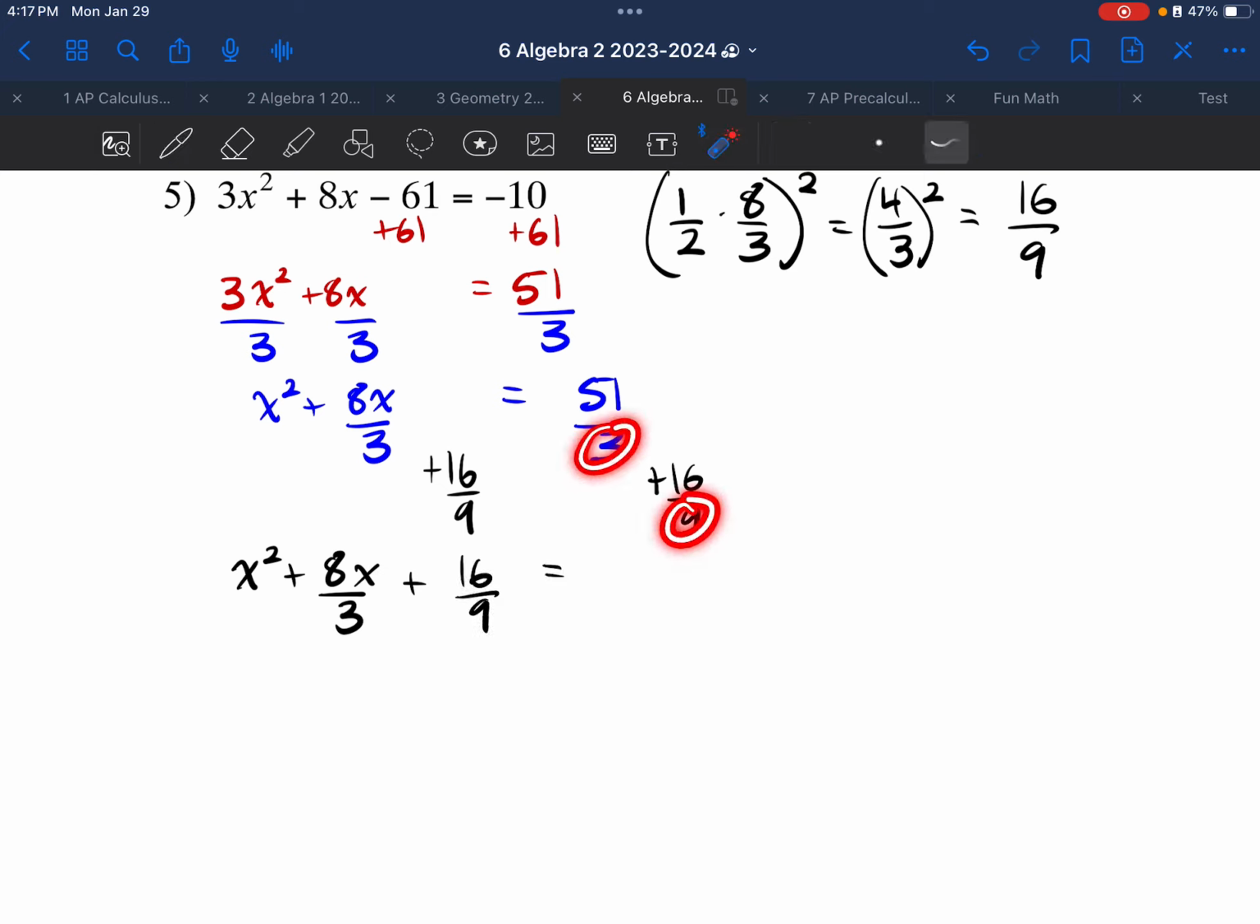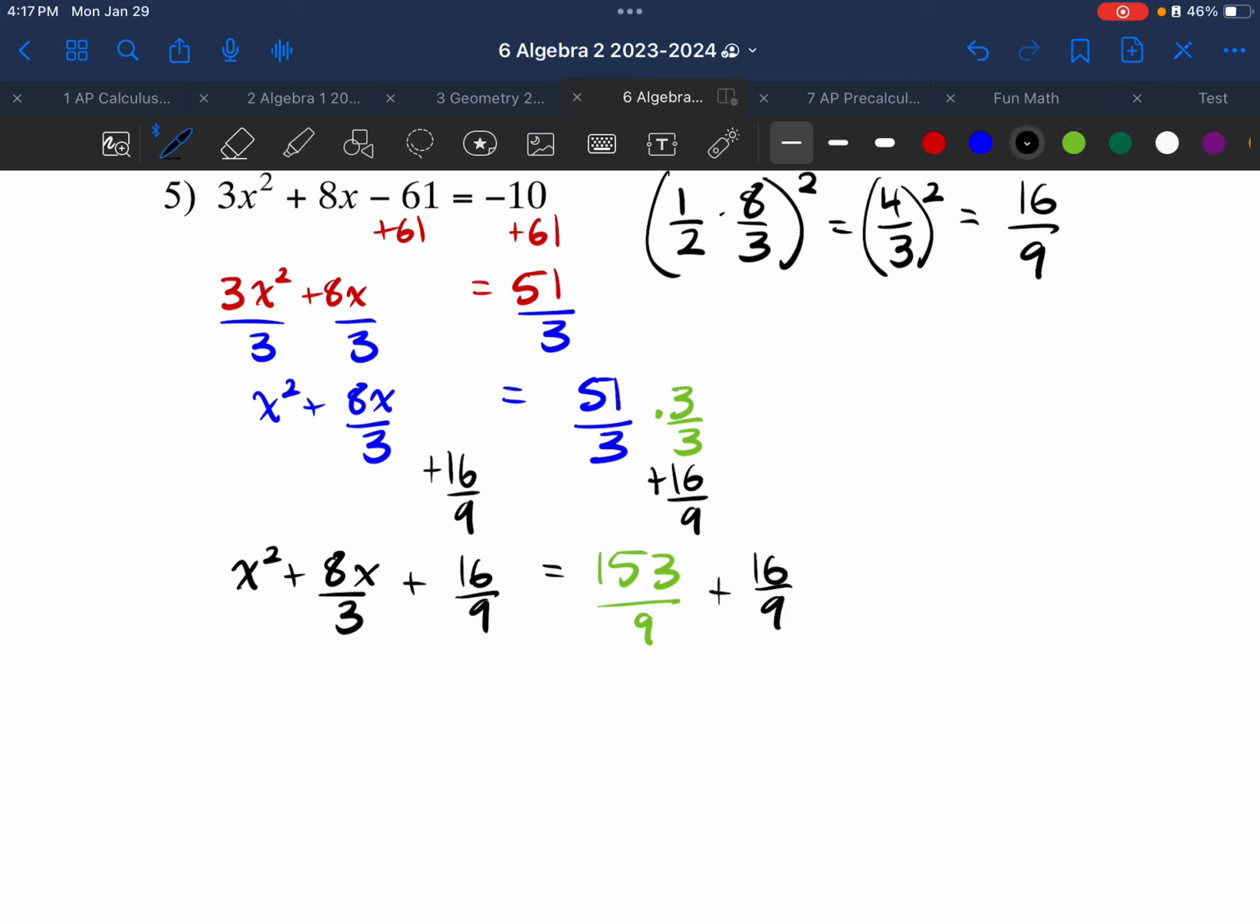Unfortunately, this is not like denominators, so I need to multiply this by 3 over 3. 3 times 5 is 15, 3 times 1 is 3, and that's all over 3 times 3 is 9, and we were adding a 16 over 9 to that term. All right, this left side is a perfect square.